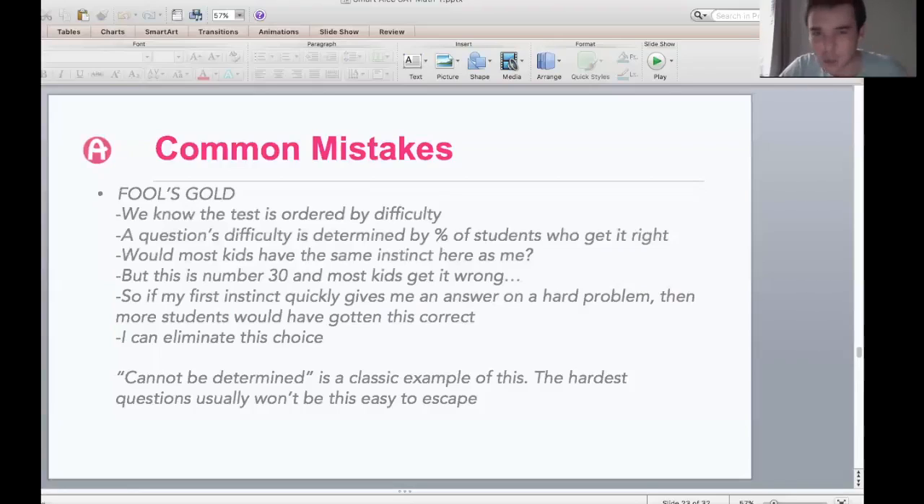And I think that's worth passing along to the student, because in that case, you can sort of assume that that's not the correct answer. So if you were able to eliminate can't be determined, and you were able to eliminate the fool's gold, the mistake everyone's going to make, you went from a 25% chance to a 50% chance. And that can make all the difference.